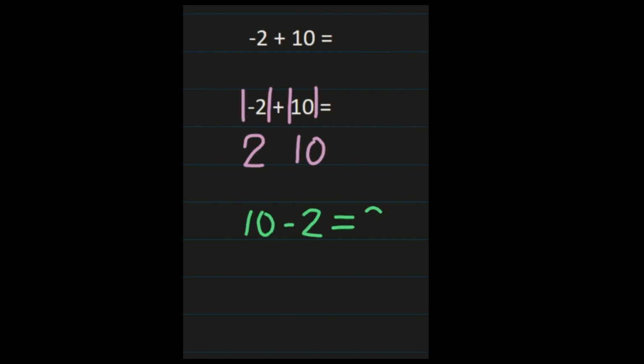And then we have to decide about the sign. So we're going to look at the number with the larger absolute value, which is 10. So the sign for our sum also needs to be positive. So -2 plus 10 is 8.